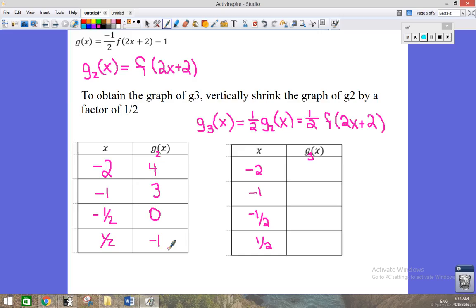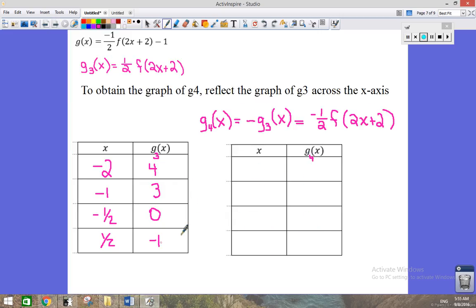And these y coordinates, I divide all of them by 2. So 4 divided by 2, 3 divided by 2, 0 divided by 2, and -1 divided by 2. And now this is the new graph that I'm working from. See with these graphs that it all builds upon each other. So in my next slide, I'm working with this table. I've already written those values here. And now, let's double check and make sure they're the same.